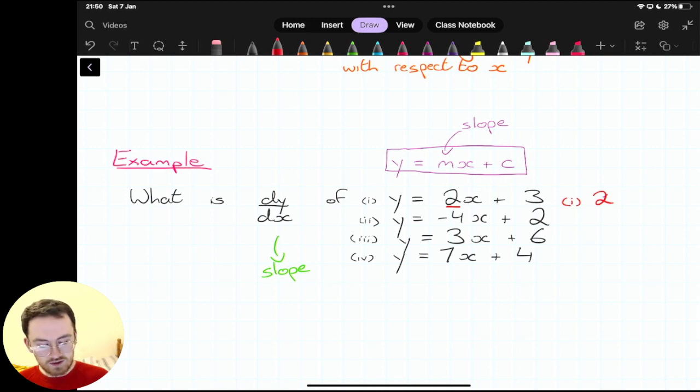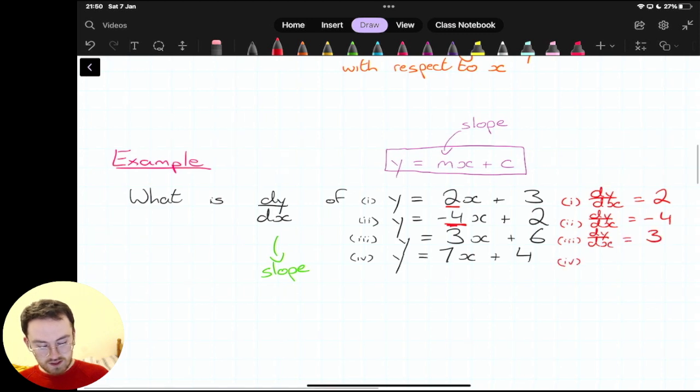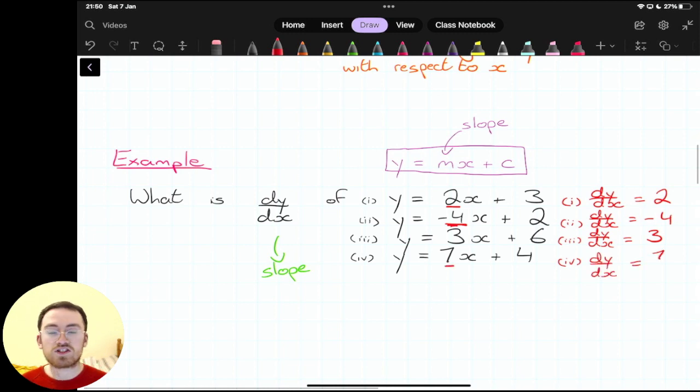Okay, so to make it even more explicit, let's write out dy dx is equal to 2. For the second one, dy dx, same thing again, the coefficient of the x is equal to -4. For the third one, we're following the same thing again, dy dx is equal to 3. And finally, dy dx is equal to 7 for this last question here.